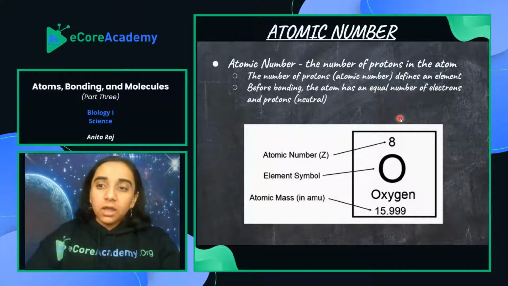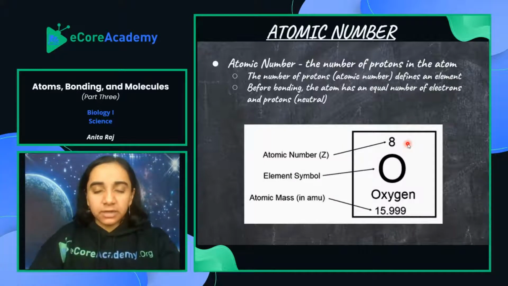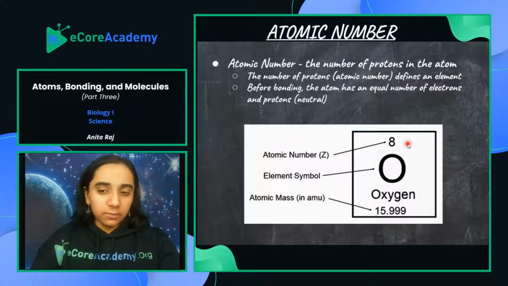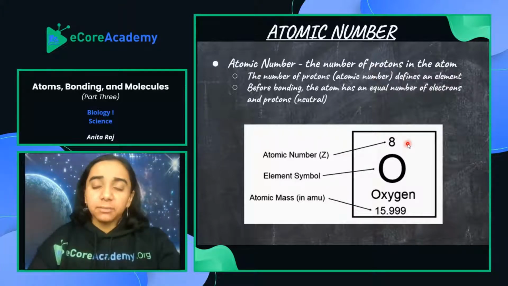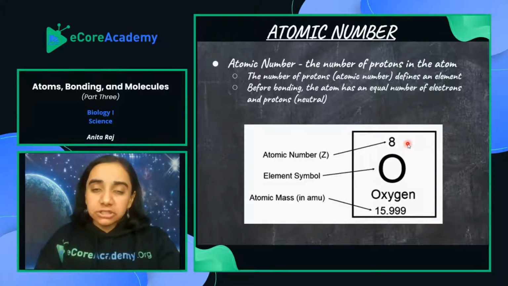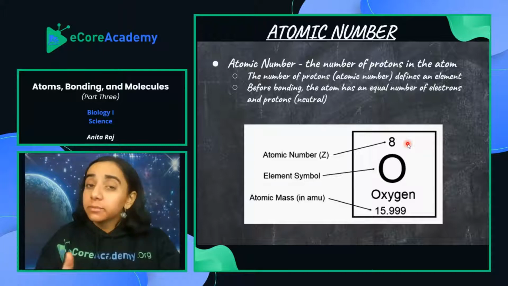And the reason I say this defines an element is because no matter what chemical reaction occurs, the number of protons will not change in an atom unless you intend for it to change. And the moment you change the number of protons in an atom, that atom becomes a different kind of atom. For example, hydrogen on the periodic table has 1 proton.